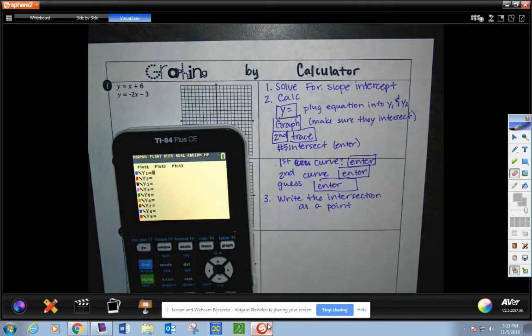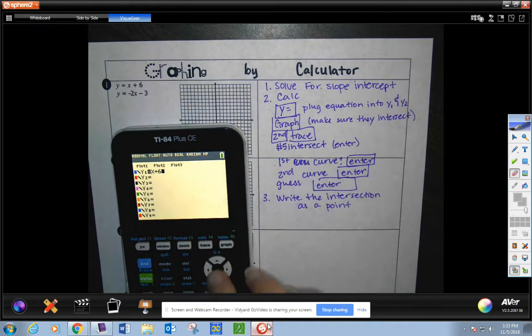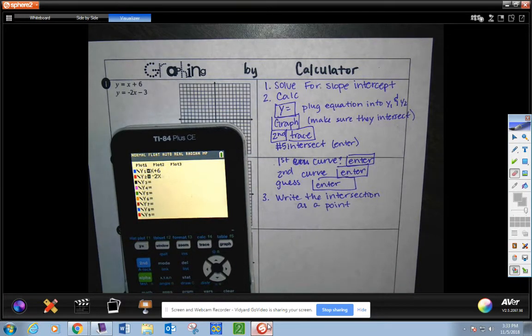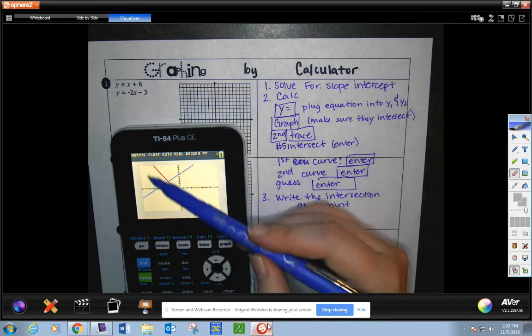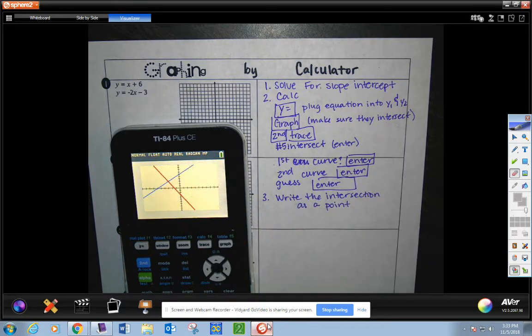I'm going to go to y equals, and I'm going to put x plus 6 in the first one and negative 2x minus 3 in the second one. Once I have them in y1 and y2, I press graph. The lines will graph. The lines do intersect, so we're going to use the calculator to find the exact intersection. So now we press second trace. That's this top 4th button. And this is where you'll scroll down to 5, go to intersect, and hit enter.